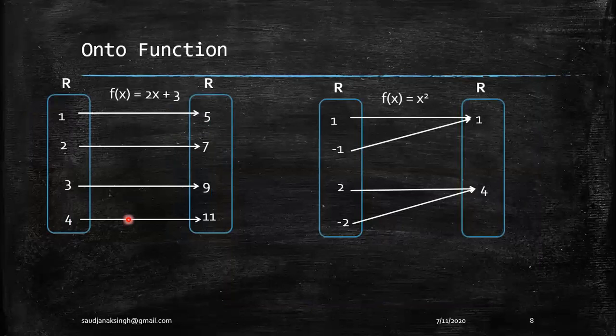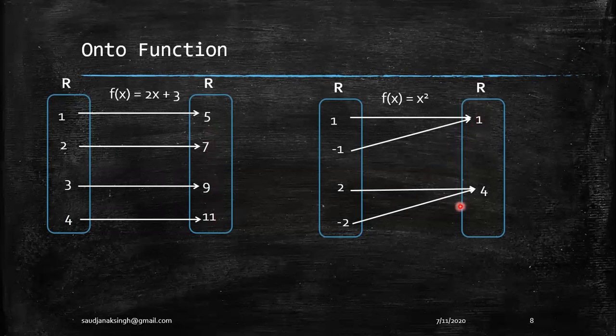Now secondly, onto function. These two are the examples of the onto function. Whatever it is, many to one or one to one, we are discussing whether it is onto or not. To become onto, 5 7 9 11 are the set of the images, which is the range. But here the codomain is equal to the range.